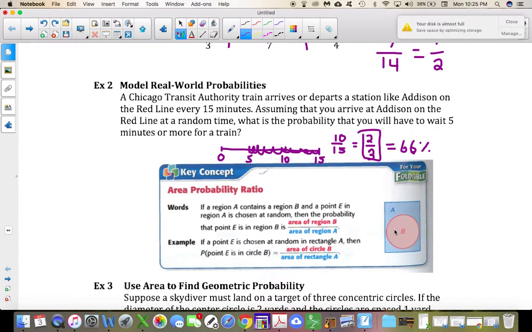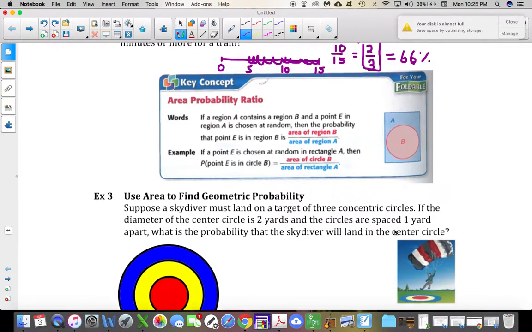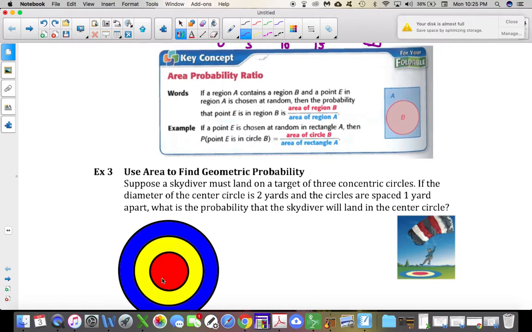And then we have the area probability ratio, and I'm going to see both of these screens at the same time.